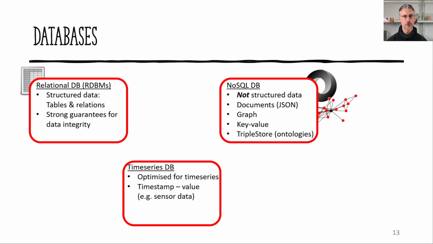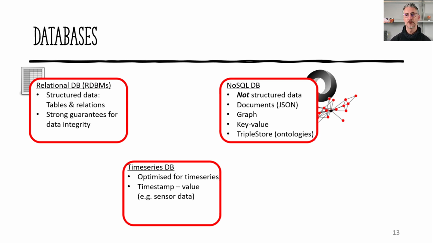A very different approach to storing structured data or semi-structured data are databases. So we have here relational databases or RDBMS. They are strictly for structured data, anything that goes into tables. They have very strong guarantees for data integrity. This is how they were developed.